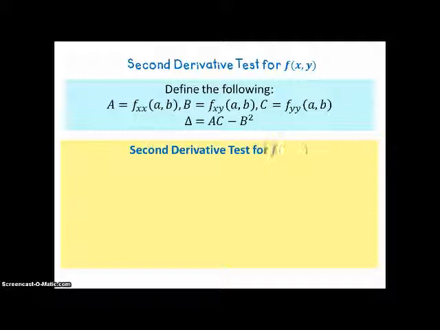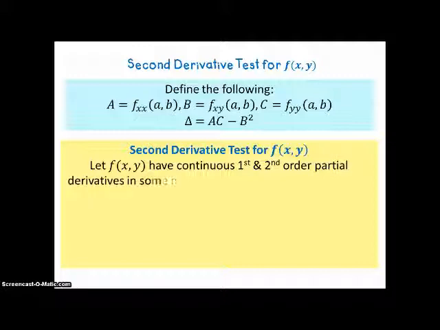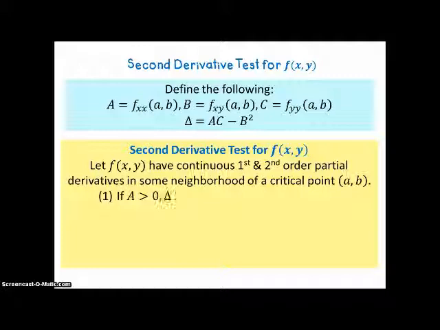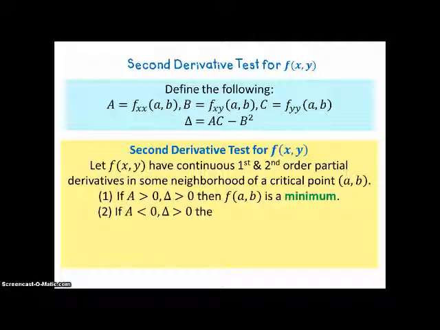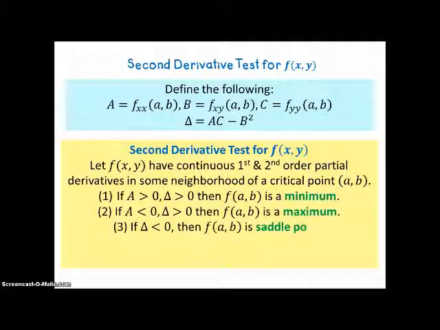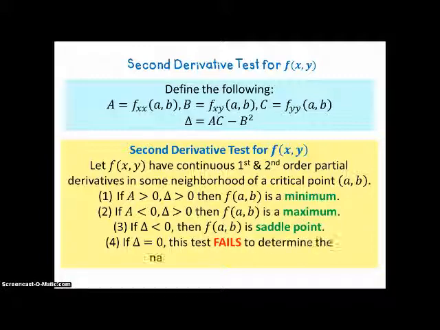The second derivative test for a function of two variables says, let this function have continuous first and second order partial derivatives in some neighborhood of a critical point (a, b). If A is greater than 0 and triangle is greater than 0, then you have a minimum. If A is less than 0 and triangle is greater than 0, then you have a maximum. If the triangle value is less than 0, then you have a saddle point. And if the triangle value equals 0, then this test fails to determine the nature of this critical point.